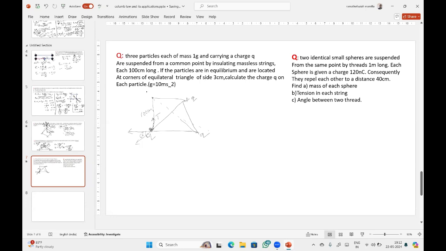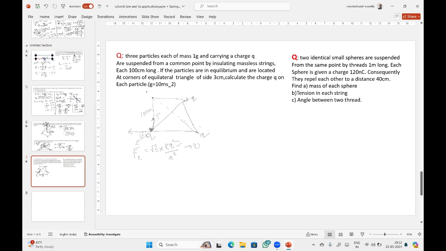With an angle of 60 degrees, the net electrostatic force on this charge is √3 into F. √3 into F is equal to KQ squared by A squared, where the distance between them is A. This is equation 1. The question asks us to find Q when it is in equilibrium.